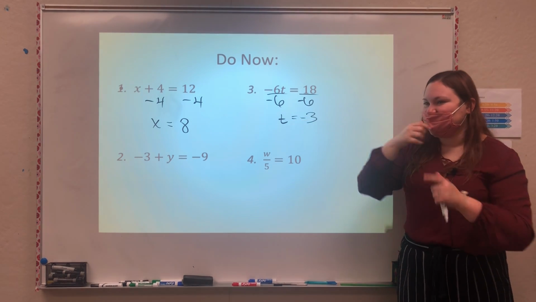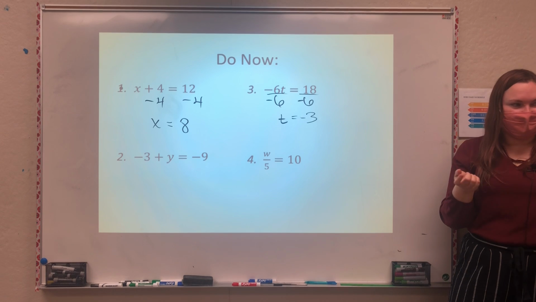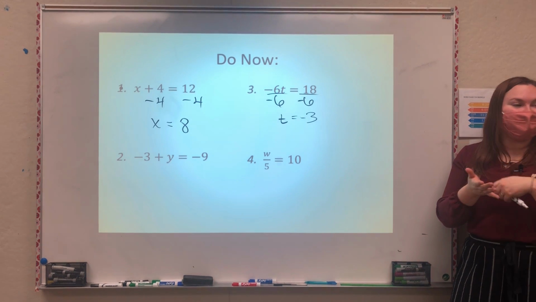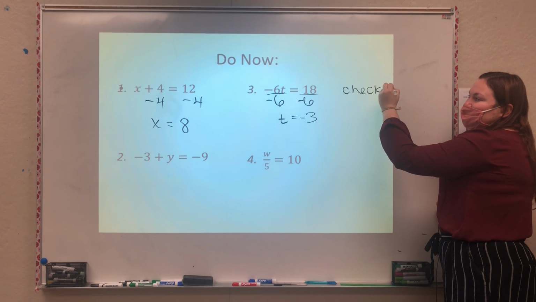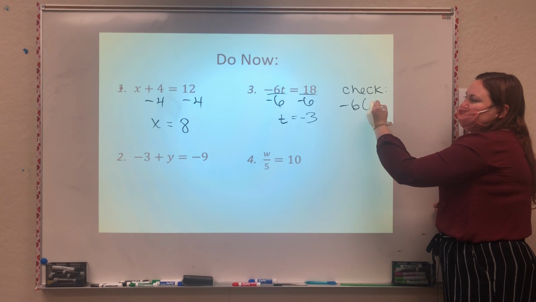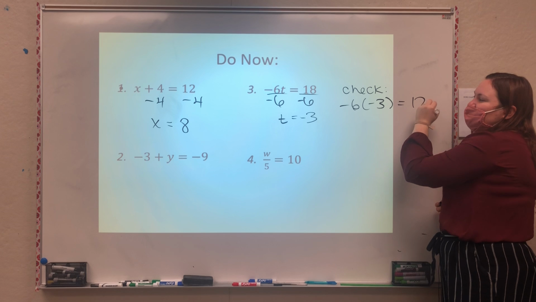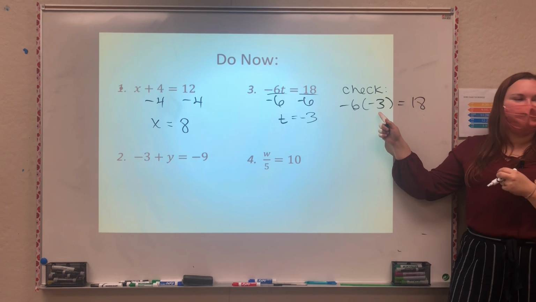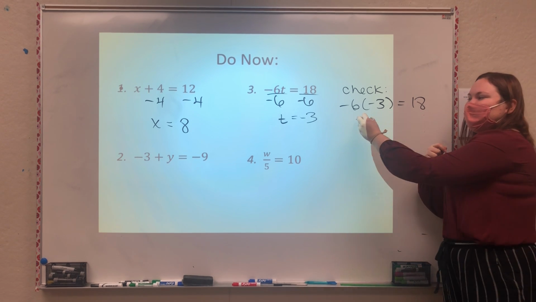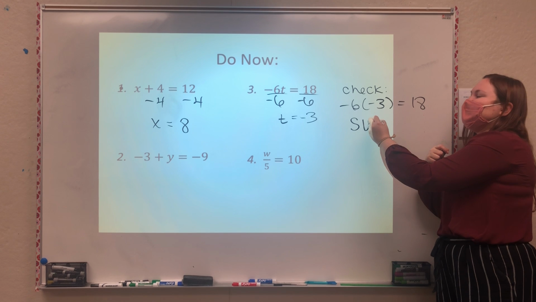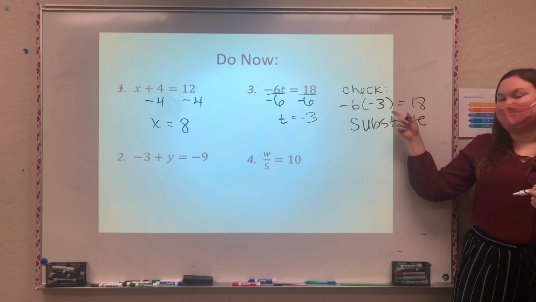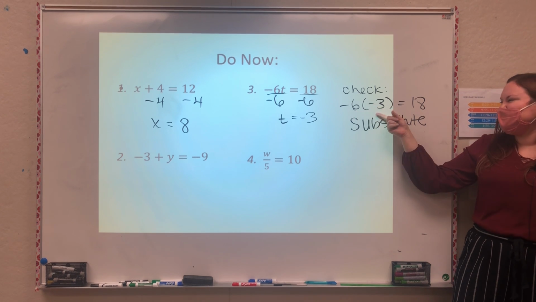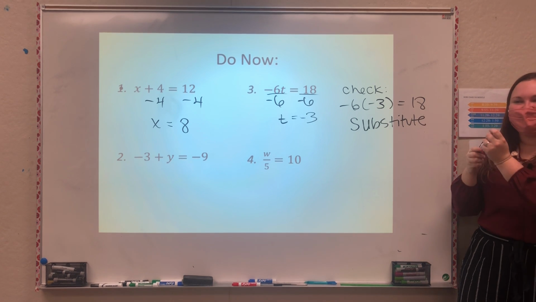The other thing I hear you doing is this idea of how you can check your answer. And I saw on your paper you were giving me beautiful checks. How could I check my answer for any of these? Negative 6 times negative 3. Do you remember what that's called, what you just did there? Substitute. Nice. When we substitute, we're checking to see, is it true? Is negative 6 times negative 3 18? Yeah, that's what you told me a moment ago.